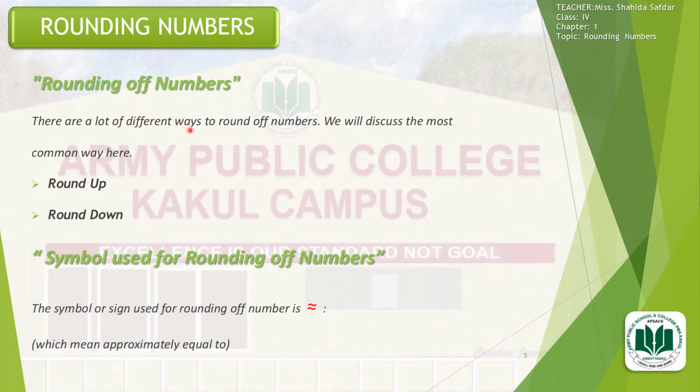There are a lot of different ways to round off numbers. We will discuss the most common way here, that is round up, round down. My dear students, a special symbol is used for rounding off a number. This is the approximation symbol, which means approximately equal to.